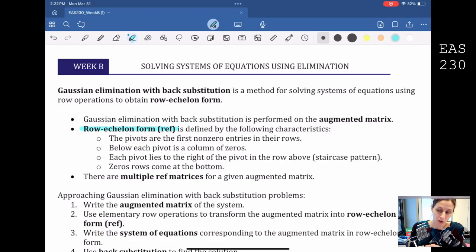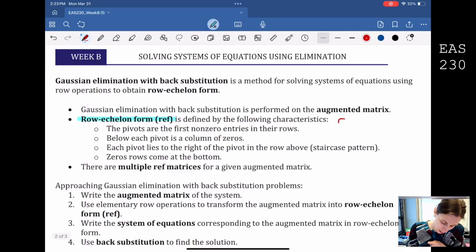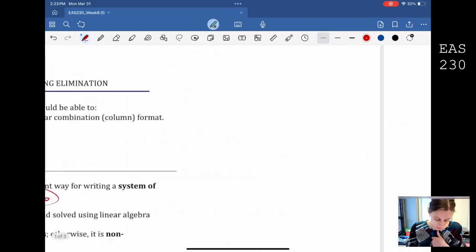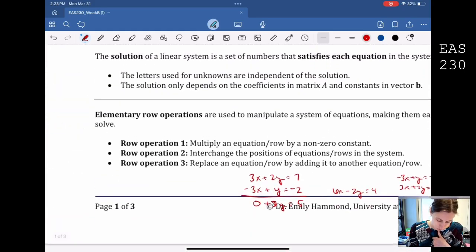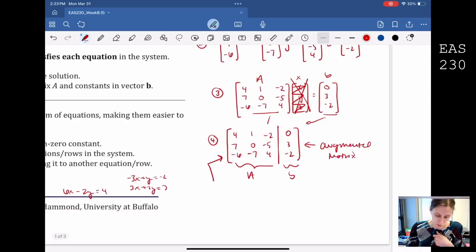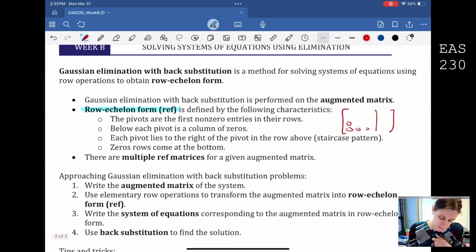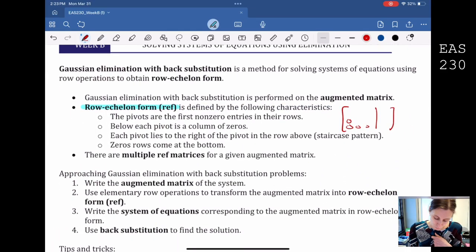And it's defined by the following characteristics. The pivots. So if I look at a matrix, we're trying to get it into something where we have a lower triangle of zeros. We're going to get a bunch of zeros down here at the bottom because that's what we did when we eliminated, right? We tried to get one of our unknowns to be 0. That's what it's going to look like in our augmented matrix. We're going to try and get a bunch of zeros.